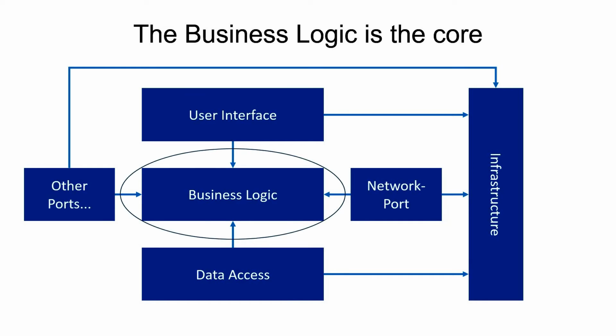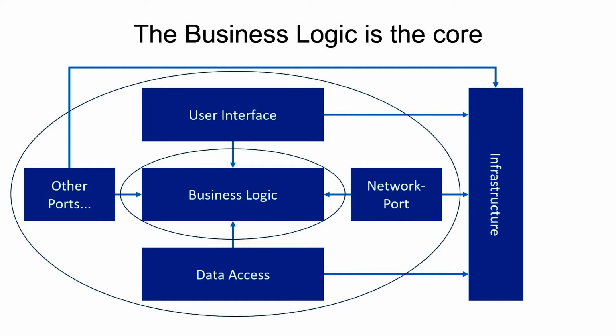If you draw concentric circles into this diagram, you'll see that we arrived at a very different software architecture, and this architecture was described before by various famous software developers. Alistair Cockburn calls it a hexagonal architecture. Jeffrey Palermo calls it the onion architecture. And Vaughn Vernon calls it the ports and adapters architecture.